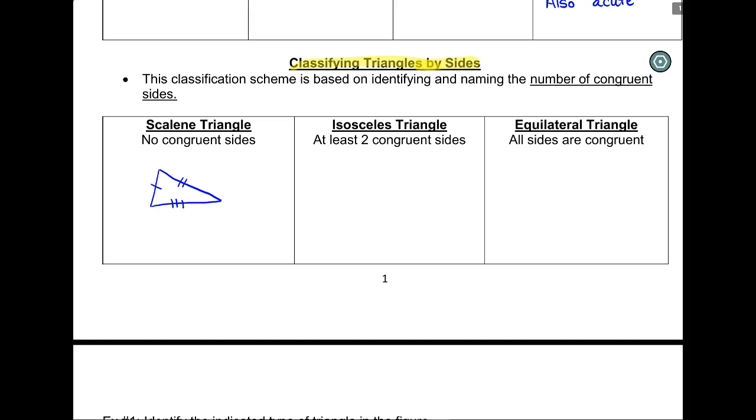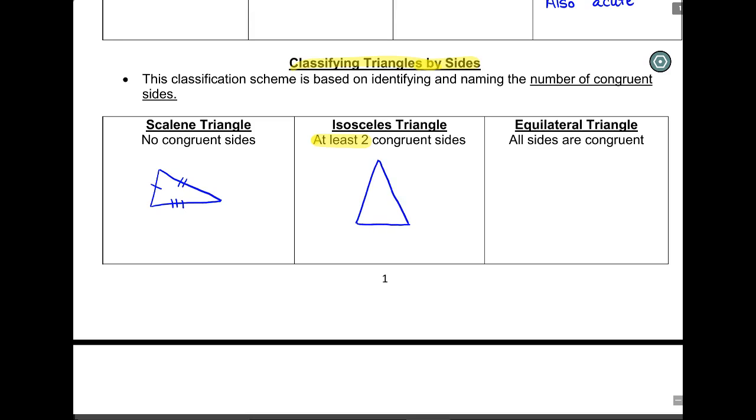All right, isosceles. Here's the key in this wording: at least two. Which means it could be 2 or 3. Generally speaking, when we draw an isosceles, we have one pair of sides congruent. So are isosceles triangles equilateral triangles? This is a great always, sometimes, or never question. Isosceles triangles are equilateral triangles. Sometimes, because it's at least two.